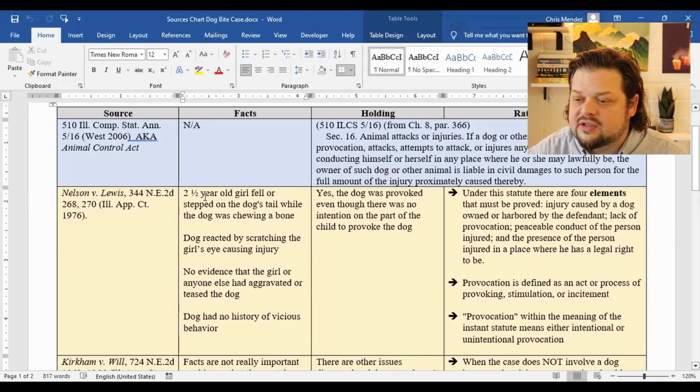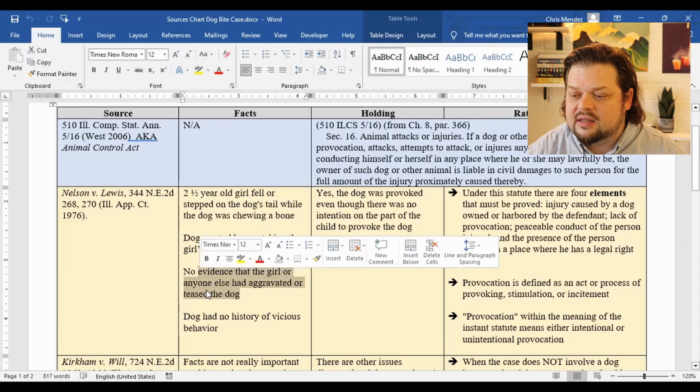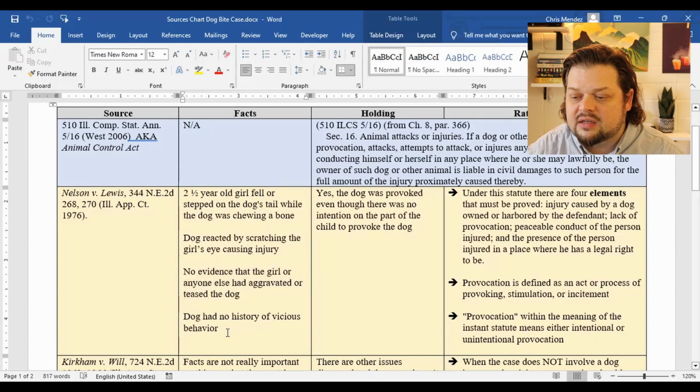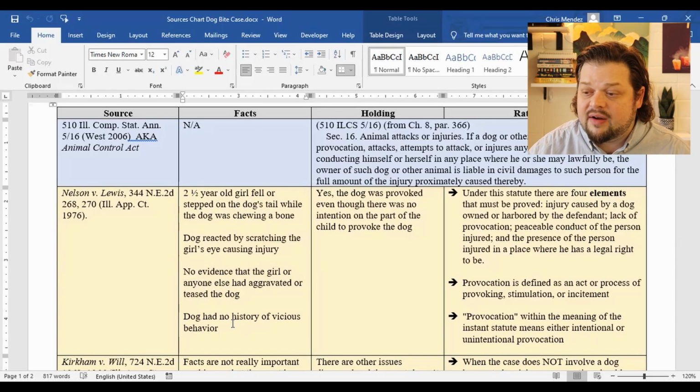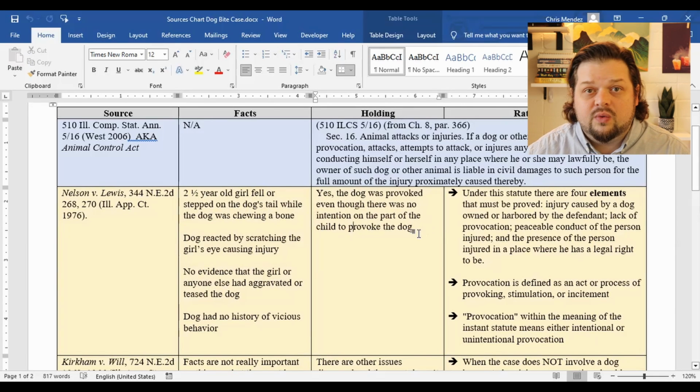So in the Nelson case, a 2-year-old girl fell and stepped on a dog's tail while the dog was chewing a bone. The dog reacted by scratching the girl's eye, causing injury, and there was no evidence that the girl or anyone else had aggravated or teased the dog, and the dog had no history of vicious behavior. So in that case, girl stepped on a dog's tail. Is that provocation? The holding, the court said yes. We're not going to look at intention. We're just going to say, how would a dog react if their tail got stepped on? Would it attack a person? Yes, we're saying that was provoked.